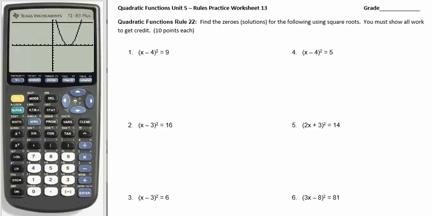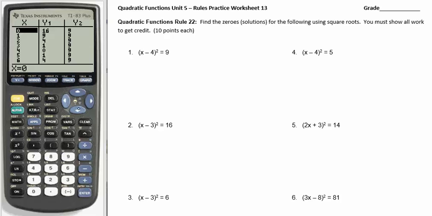Look on our graph, and where those two cross, that line and that parabola cross, those are our answers. So if I look in my table, it's going to be 1 and 7. So how do we get there by hand?